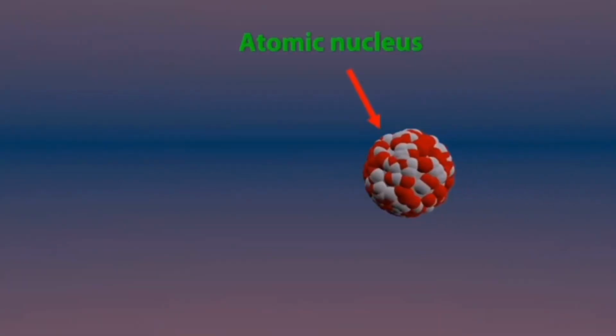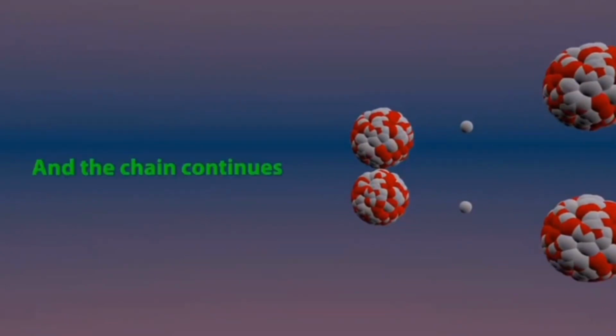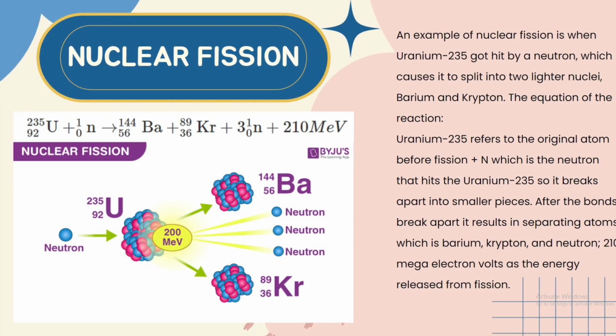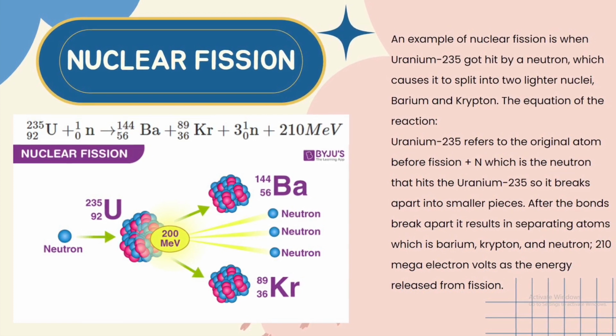Nuclear fission. So the atomic nucleus has protons and neutrons in it. So in the uranium nucleus, the fission separates the uranium nucleus into other elements, and the fission energy continues, and the chain repeats itself on and on. So I'm going to explain more in depth about nuclear fission.